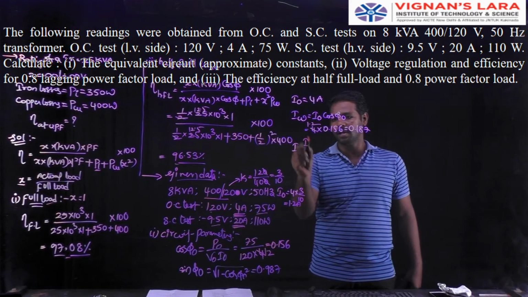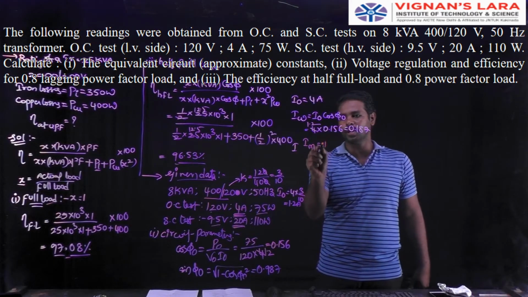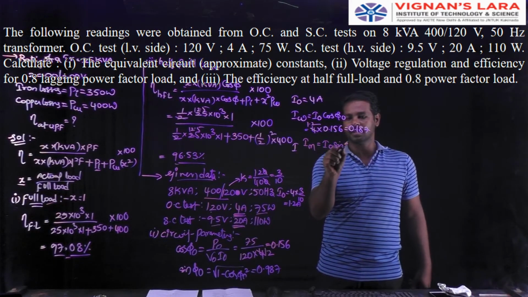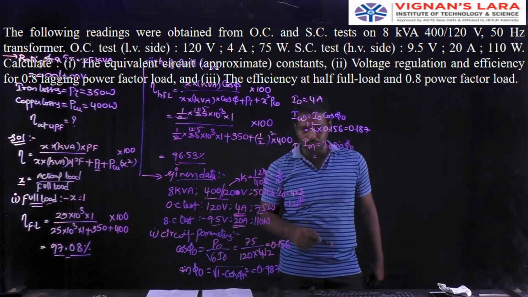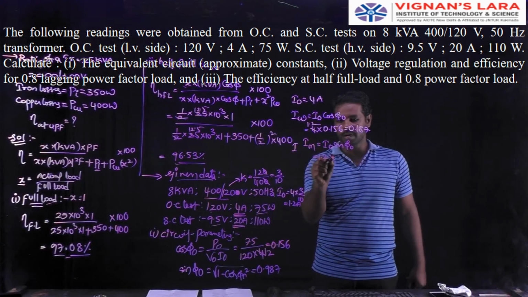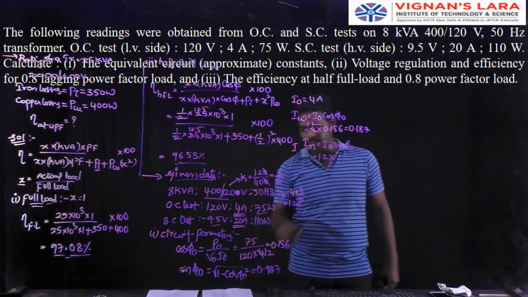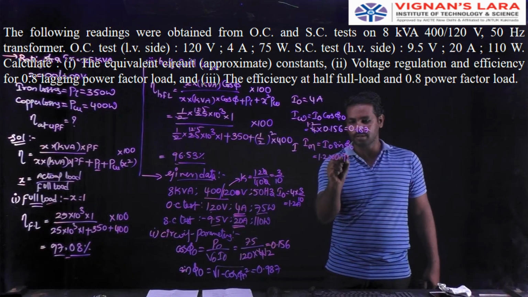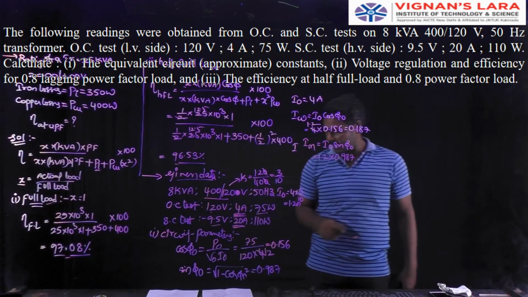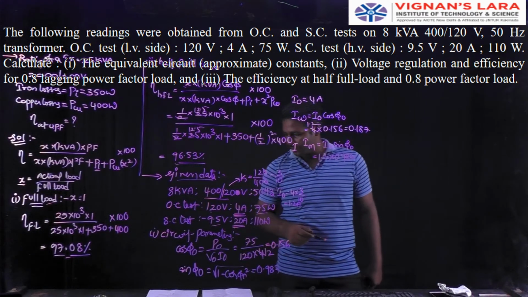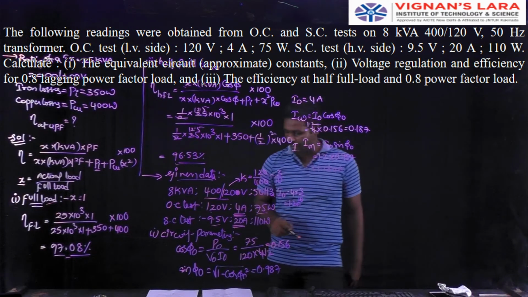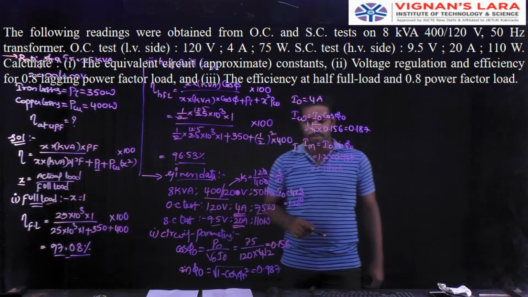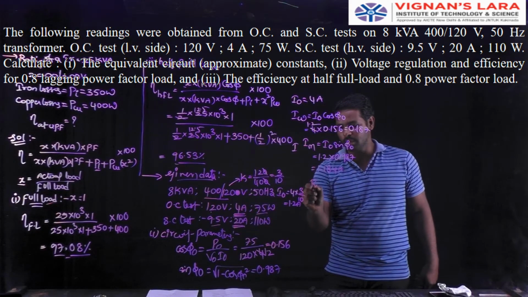IC or the magnetizing component is I naught into sin phi naught, which is 1.2 multiplied with sin phi naught 0.987, equal to 1.184 amperes.